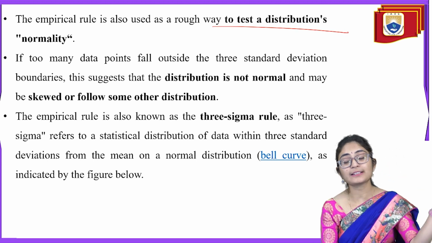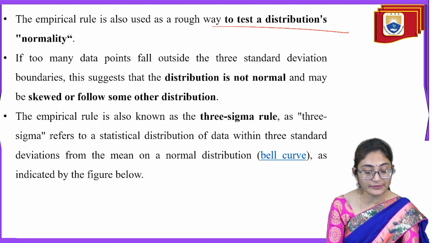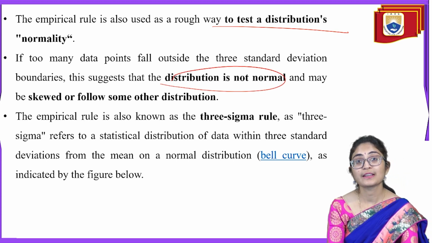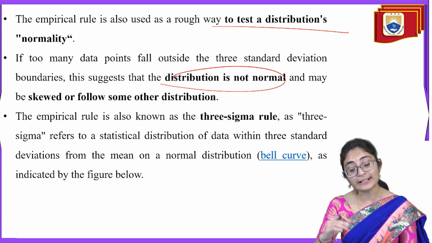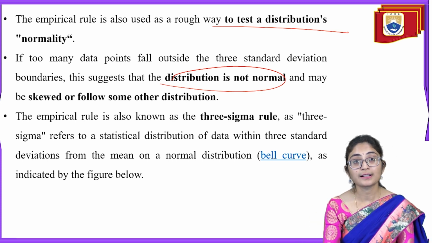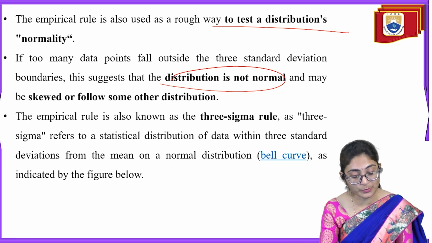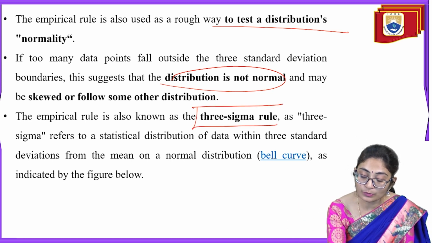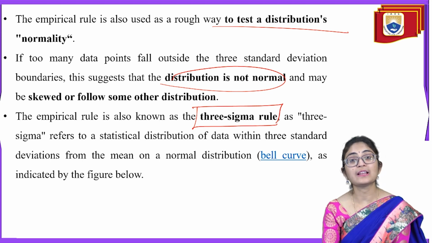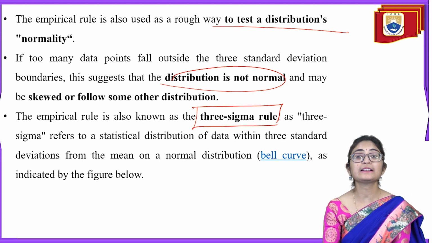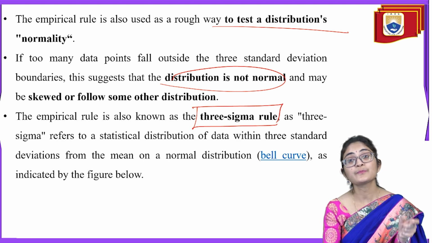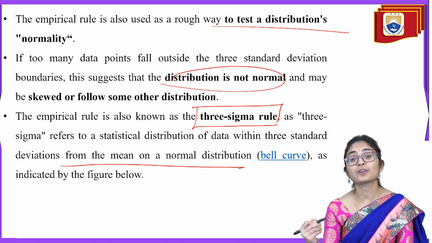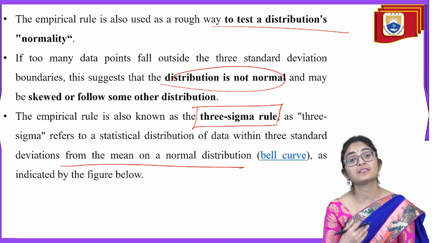If too many data points fall outside the standard deviation boundaries, that shows that your distribution is not normal. That means it may be skewed data, or it may follow some other distribution. The empirical rule is generally known as the 3 sigma rule. This 3 sigma rule represents the statistical distribution of the data within the standard deviation from the mean on a normal distribution, where we can use the bell curve.